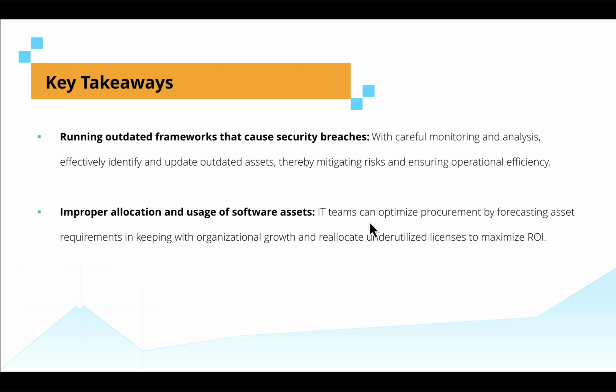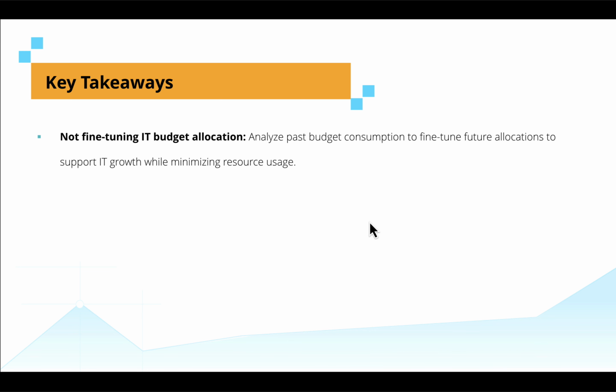Improper procurement and underutilization of software assets result in substantial financial waste. By employee forecasting, organizations can optimize software procurement and reallocate underutilized licenses to maximize ROI. Failing to account for historical consumption patterns in IT budgeting can lead to overspending. Analyzing past budget accuracy and drilling down into monthly consumption patterns enables fine-tuned budgeting that supports IT growth while minimizing resource usage.